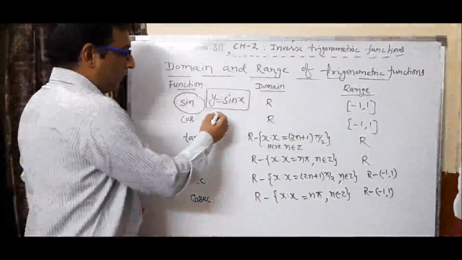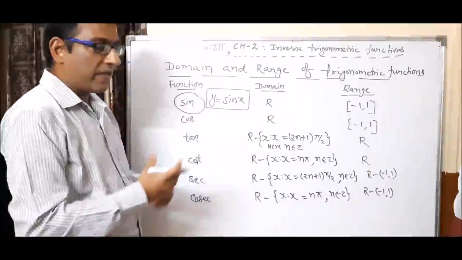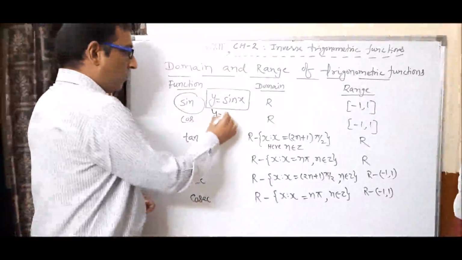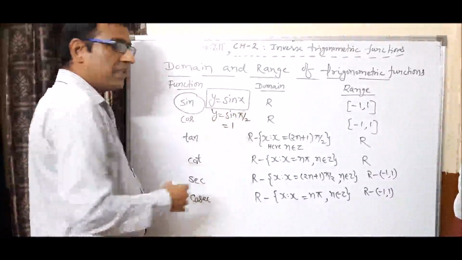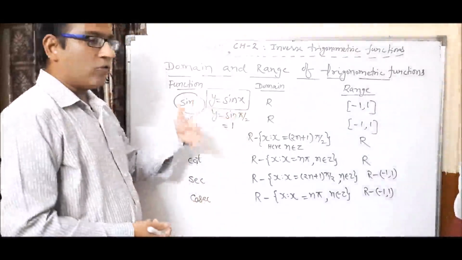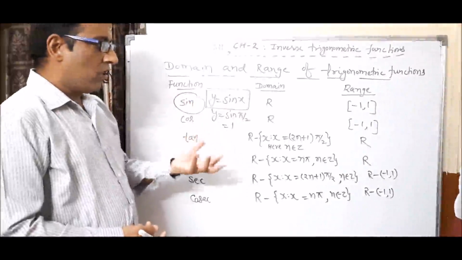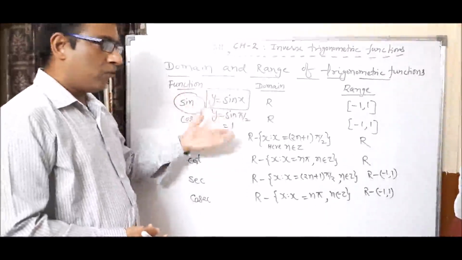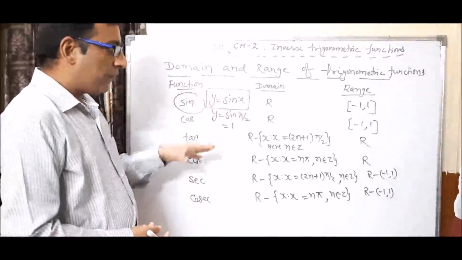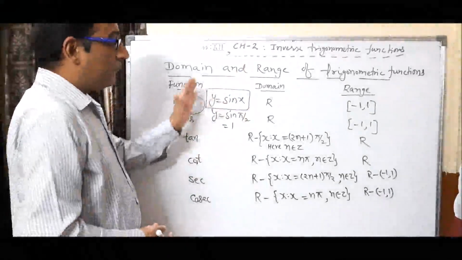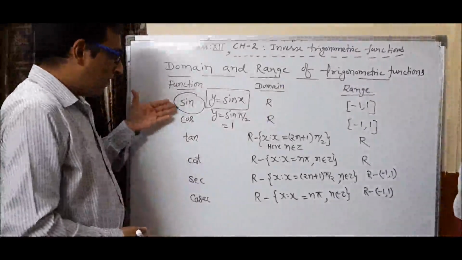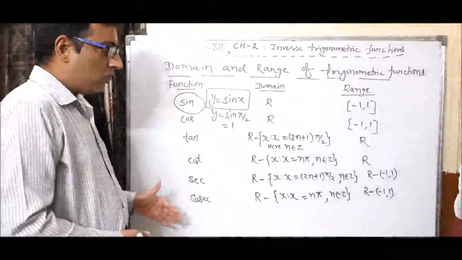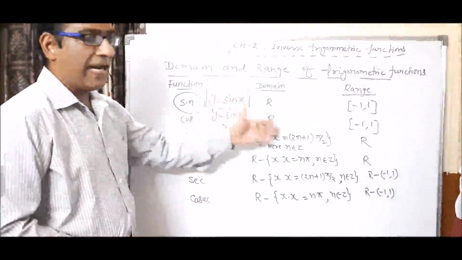For example, if I am putting x = π/2, then sin π/2 is 1. If I am putting x = 0, then sin 0 is 0. So with the same method we will put different values. What we are putting is related with the domain, and what we are getting is related with the range. And we will do the same thing with the other trigonometric functions also, and we will easily identify domain and range.